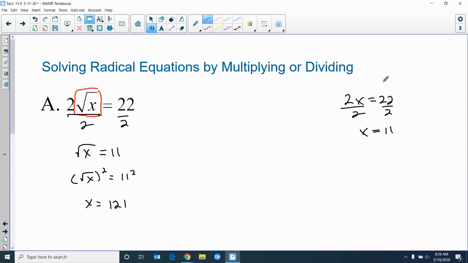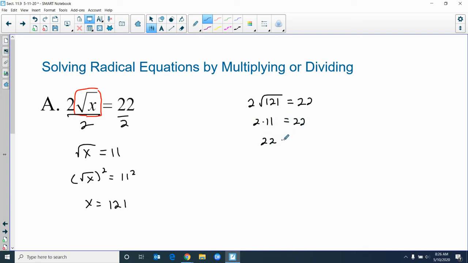Okay, now that was just an example. That wasn't telling you the final answer is 11. So 121, if you do check that one, square root of 121 is 11. 2 times 11 is 22. So that does show that it is correct. So we are good there.